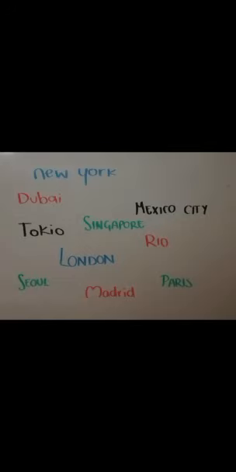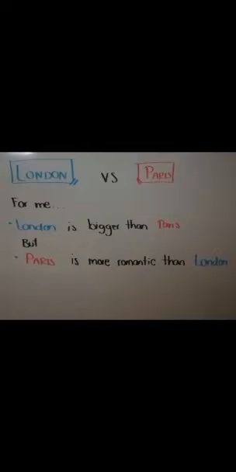So when we choose what we like or not, we make a little comparison, okay? Because we want to check what's better for us. And that's what we are going to check precisely: how to compare. So here we have two cities, for example, London and Paris. From my point of view, London is bigger than Paris, but Paris is more romantic than London. We have here a little comparison between two cities, as I told you.